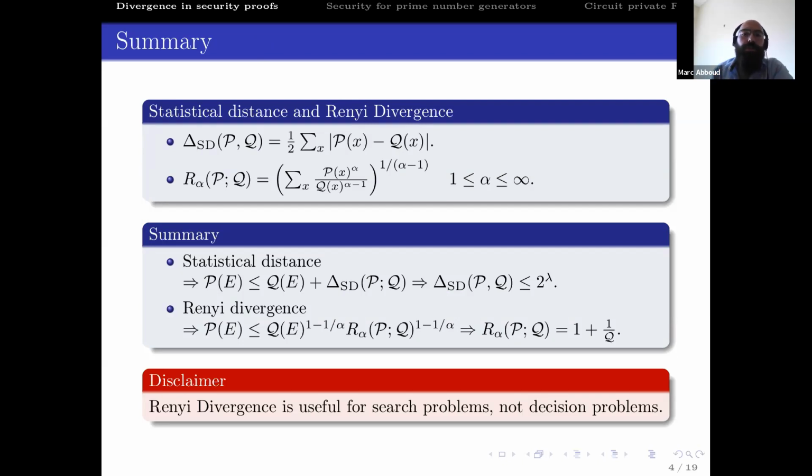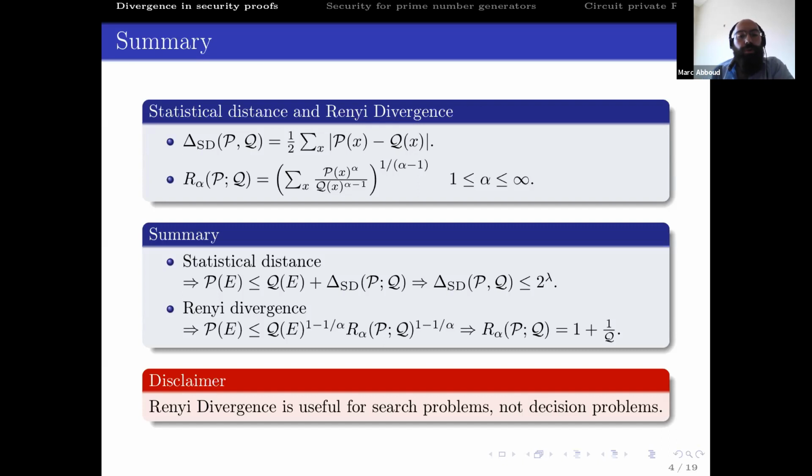Another tool that has been used recently is the Renyi divergence. So I will recall the two definitions here. What's the main difference? With a statistical distance, you have some sort of additive inequality. This would require the statistical distance to be lower than 2 to the minus lambda. There's a typo here, where lambda is your security parameter. And with a Renyi divergence, you get some sort of multiplicative inequality. This requires that the Renyi divergence should be only of the order of 1 plus 1 over the number of queries so that you get the same level of security.